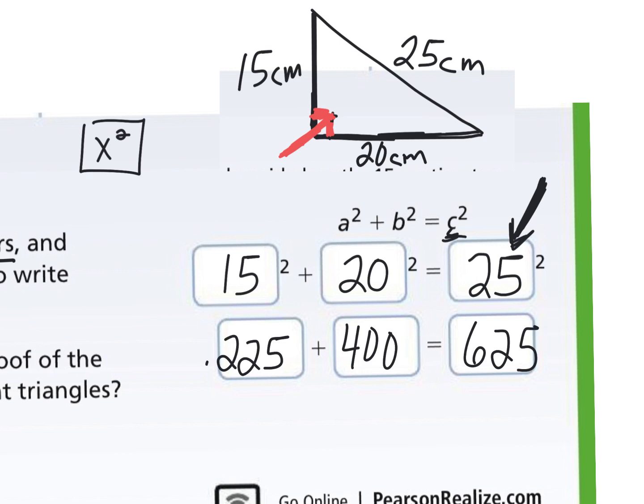And we could verify this then. 225 plus 400 is 625. So since those are equal, that shows me that this is a right triangle. We'll talk about it in one of the sections later in this chapter, but the Pythagorean theorem only works for right triangles. These are only equal to each other if we have a right triangle.